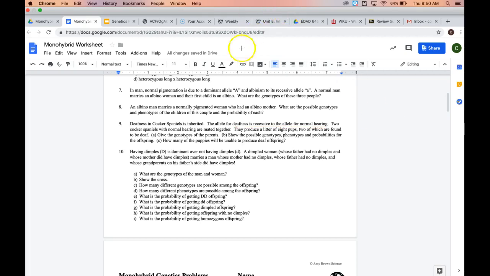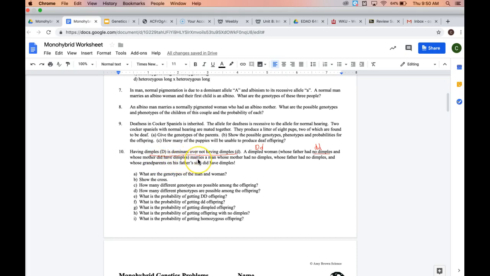All right, last problem. Having dimples is dominant over not having dimples. A dimpled woman whose father had no dimples. So having dimples is dominant, so no dimples is not dominant. So this father was recessive. So the dimpled woman had to be heterozygous. She had to get one of those alleles from her father, but in order to have dimples, she had to get a dominant allele from her mother, and her mother did have dimples.